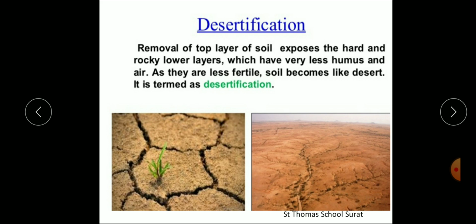Understood? So what happens over there? The loss of topsoil will reduce the fertility of the soil. Yes or no? Due to deforestation, what happens? Soil erosion takes place due to wind and moving water. So removal of this layer of the soil exposes the lower hard and rocky layers, and then the fertile soil gets converted into deserts. That is what we call desertification. Understood?